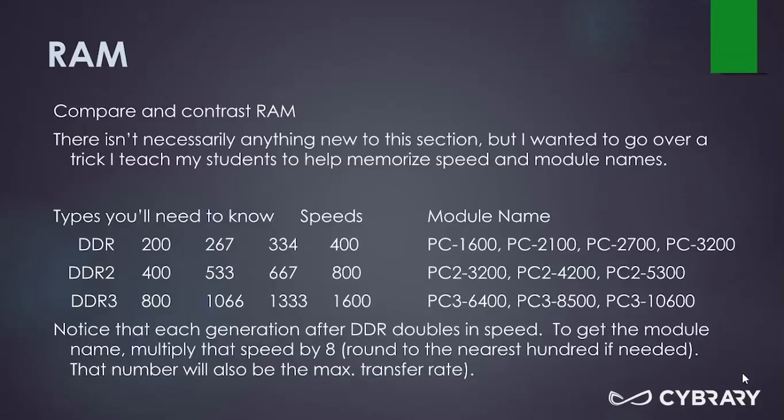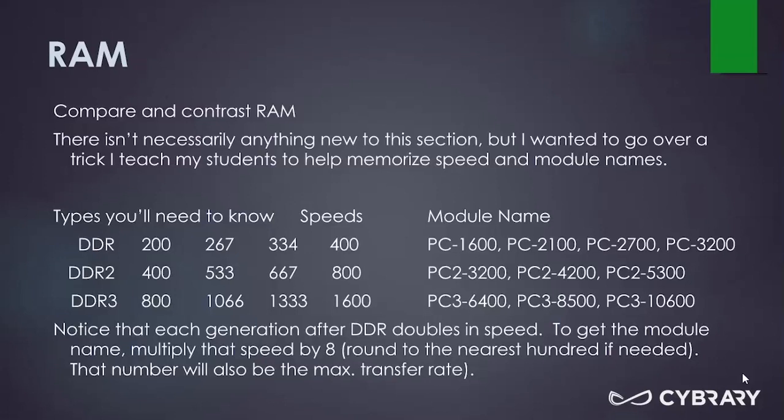You see for DDR, there's PC 1600, PC 2100, 2700, and PC 3200. Some people sit down in front of a table or break out the flashcards, memorize things. What I want to teach you is the pattern that the memory industry is following to name things. So what I tell my students is memorize the first generation of the DDR speeds: 200, 267, 334, and 400. And that's it. That's the only thing I want you memorizing.